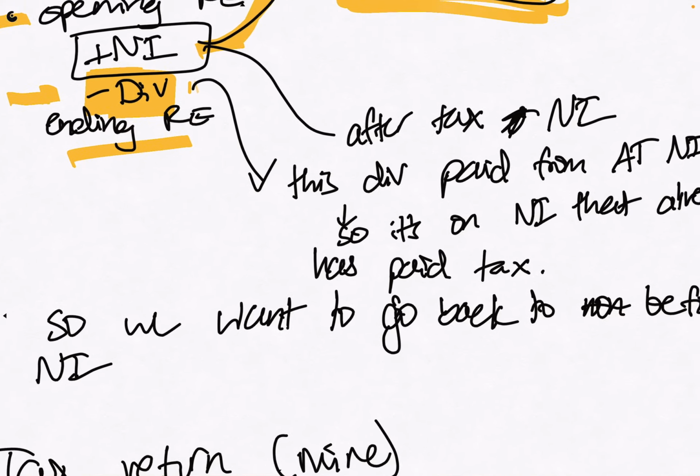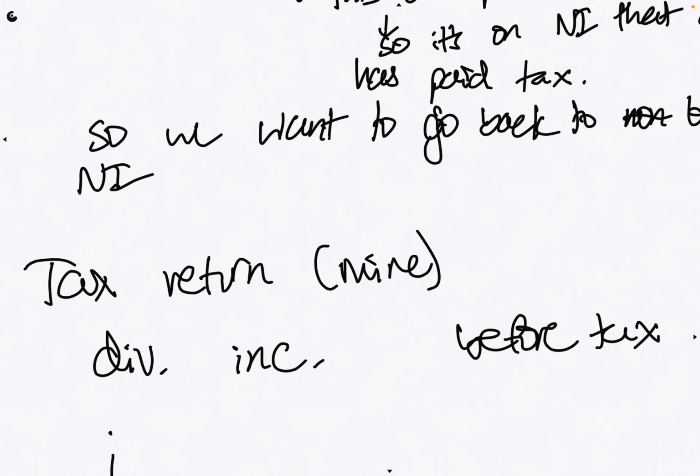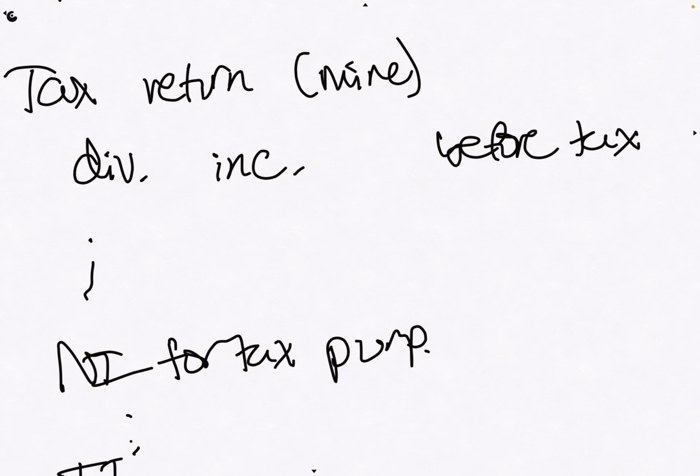Another thing is, on my tax return, on a person's tax return, we have all our boxes, blah, blah, blah. One of the things that we have is dividend income.